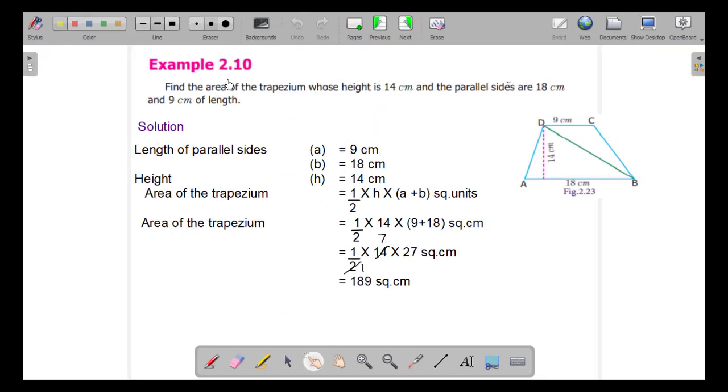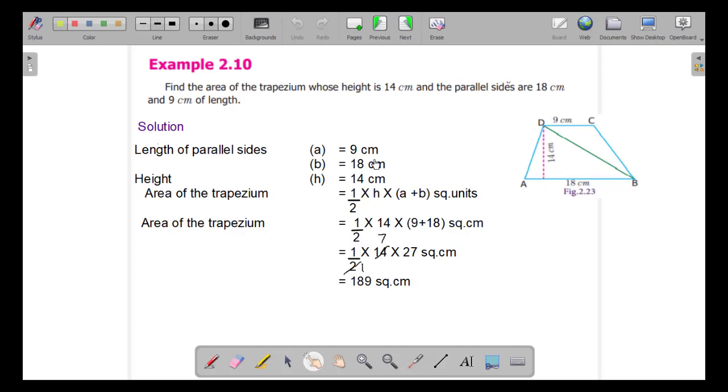Example 2.10. Find the area of the trapezium whose height is 14 cm and the parallel sides are 18 cm and 9 cm in length. Look at this trapezium figure. What are the given details? The lengths of the parallel sides are given. They are 9 cm and 18 cm, and the height is also given, 14 cm.